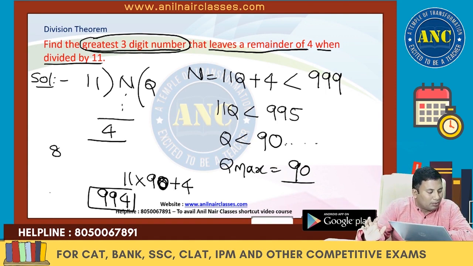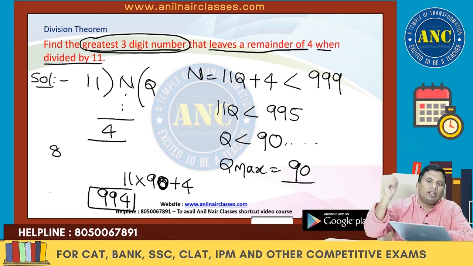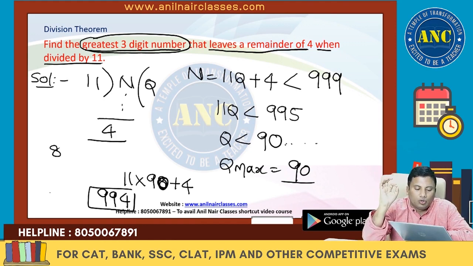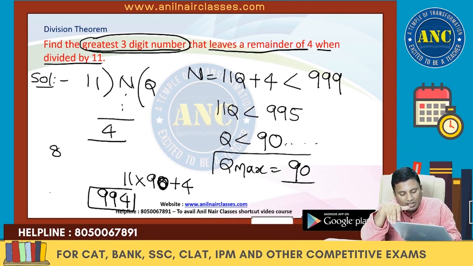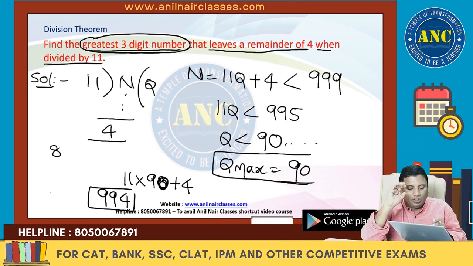The first 2 problems are very easy problems. Slowly I will increase the level of difficulty. Dividend equals divisor into quotient plus remainder. N equals 11q plus 4. 11q is less than 995, so 90 point something. Q maximum is 90. 11 into 90 plus 4, 994.